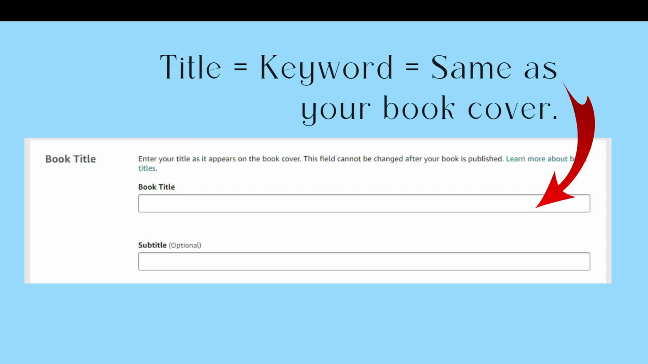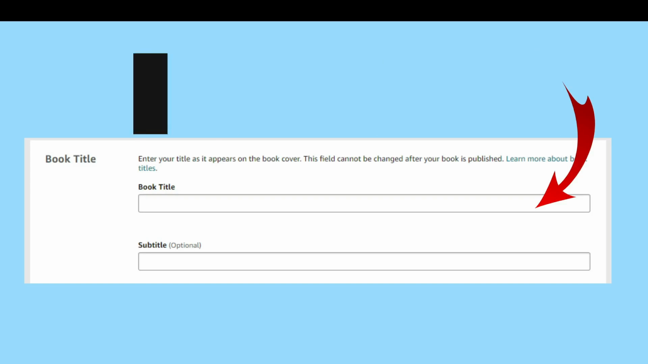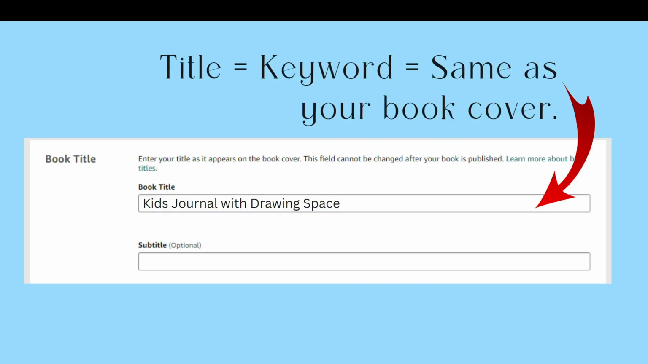Make sure your title is your keyword. It's the same as your book cover. And don't break your keyword at this point. You've done the validation. You've found your keyword. Don't add any extra words in between any of those keywords at this stage. You will be breaking the keyword if you do. You can add words before and you can add words at the end. If it makes sense to add an "a" or a "with", something like that, a word that's not a keyword as such, you can do that. But you don't want to break your keyword at this point. So kids journal with drawing space, that is our keyword, that is our title.